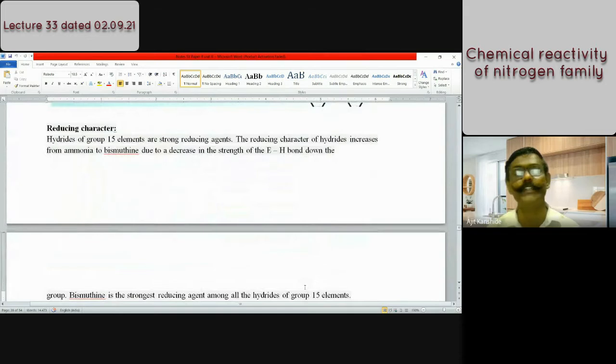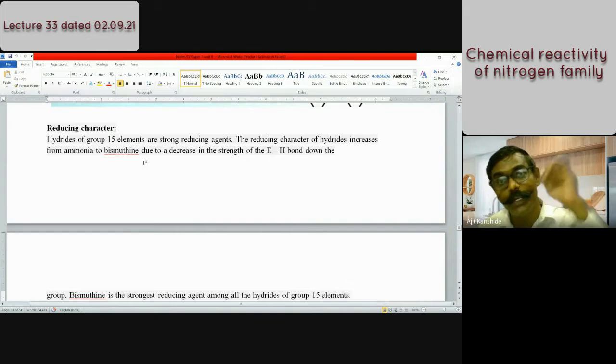Now the point is reducing character. These hydrides are strong reducing agents. A reducing agent means it itself undergoes oxidation, and the reducing character of these hydrides increases. The previous conclusion was a decrease; now the reducing character increases as we move from top to bottom, from ammonia to bismuthine. Bismuthine is the strongest reducing agent, and arsine is a stronger reducing agent compared to ammonia.